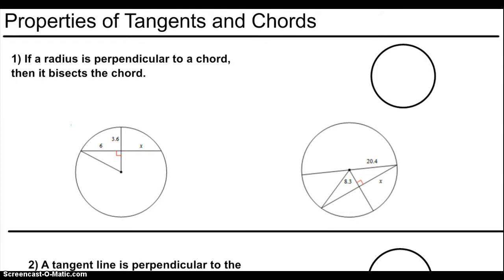Here we go. The first property is if a radius is perpendicular to a chord, then it bisects that chord. What does that mean? Well, let's take a look at the circle over here. Here's a radius in red, and here's a chord in blue. And the radius is going to be perpendicular to that chord, just like that. Now, if the radius is perpendicular to the chord, it bisects it. It cuts it into two congruent halves.